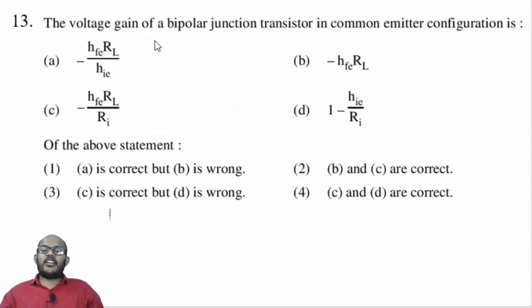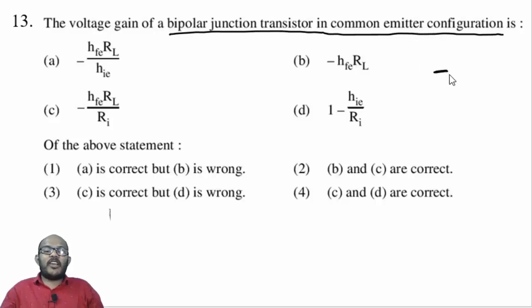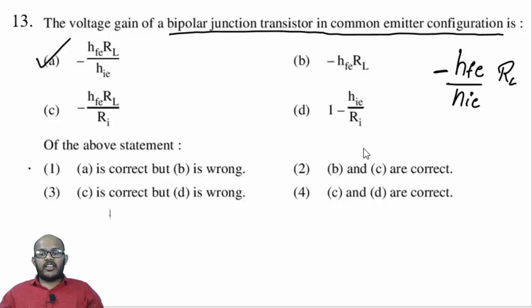Moving on to 13th question, the voltage gain of a bipolar junction transistor in the case of common emitter configuration is. We know that in the case of common emitter configuration, you will be getting a negative sign. This negative sign indicates that output will be having a phase variation with respect to input. Nothing but output voltage or current will be having a phase variation of 180 degree with respect to input voltage or current. So this negative sign indicates it is 180 degree phase variation, which is equals to minus of HFE divided by HIE times of RL. So A is correct and B is wrong. So I can opt for option 1.